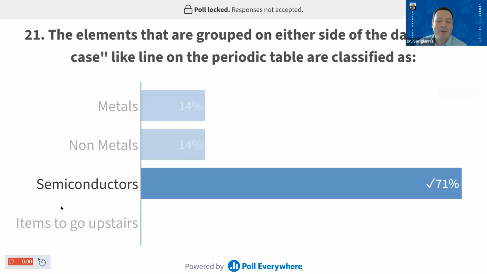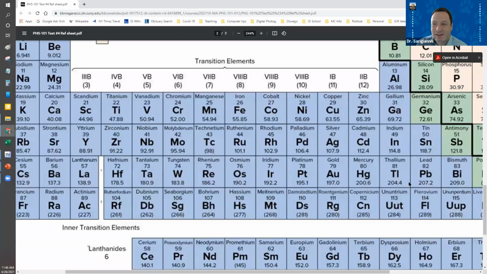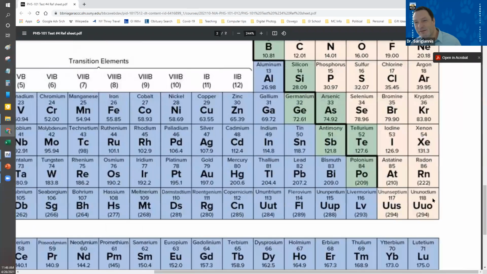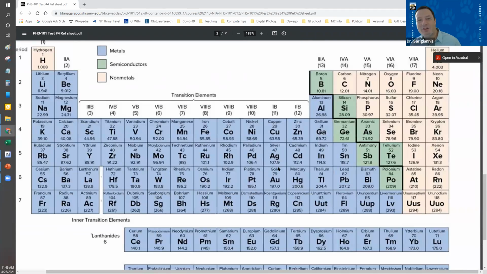Your parents ever put something on the stairs hoping that someone would take it up, but it never goes upstairs? That's what items to go upstairs are. But these are semiconductors. Those are the ones in the staircase. Let's look at the periodic table here. You can see the classifications in green. So these elements here are semiconductors. Aluminum doesn't make the cut as a semiconductor. It's more of a metal property.